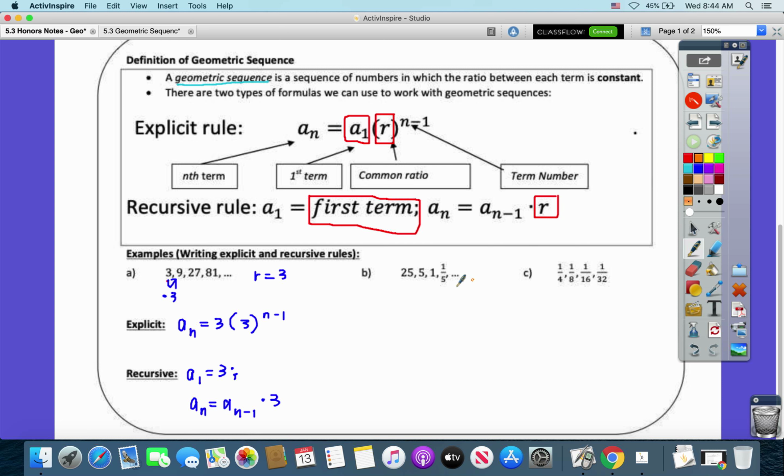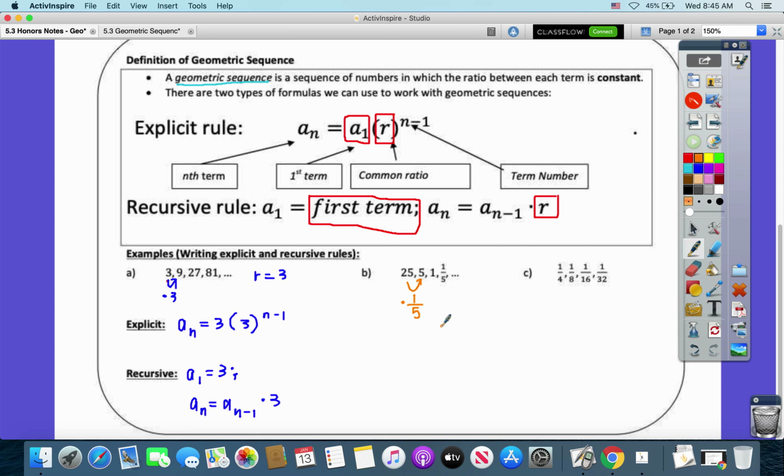Second example, we have 25, 5, 1, and 1/5. So if we're looking at this, you might think that we're dividing now every time, but we still want to think of it as multiplying. But if it's getting smaller, we're just multiplying by a fraction. So instead of thinking of it as dividing by 5, we want to think of this as multiplying by 1/5.